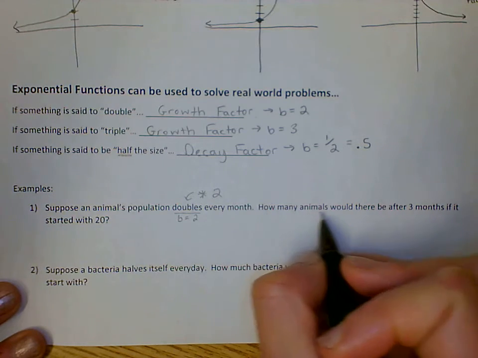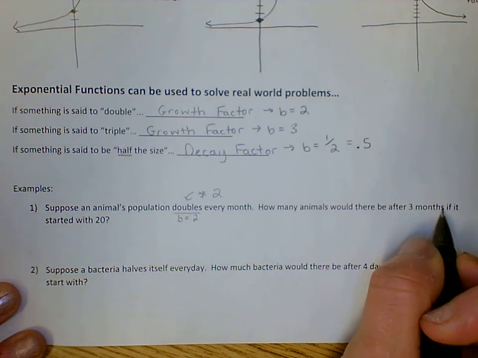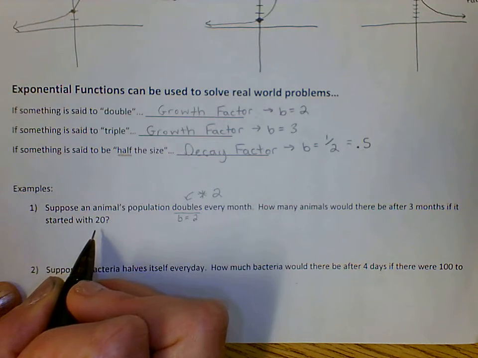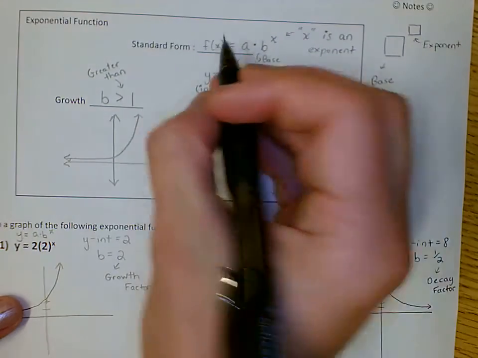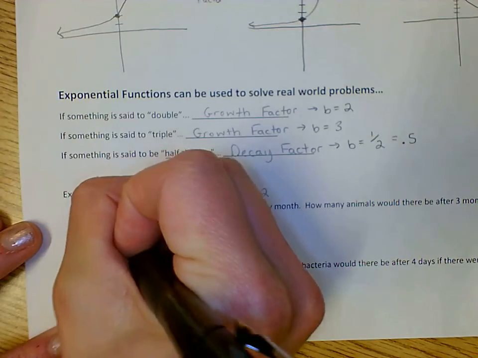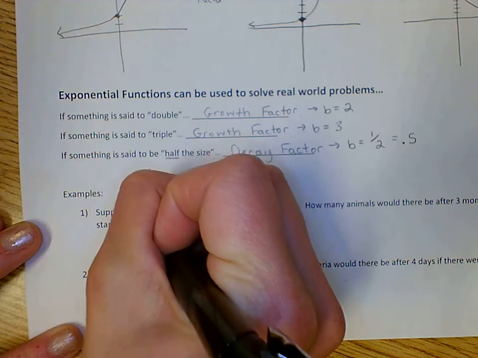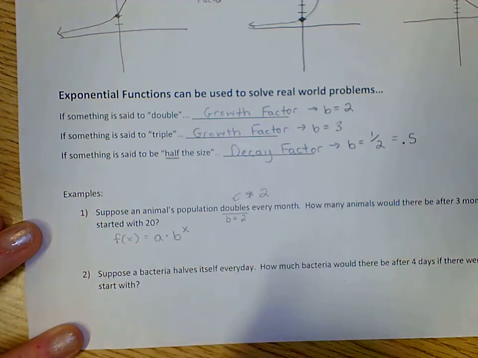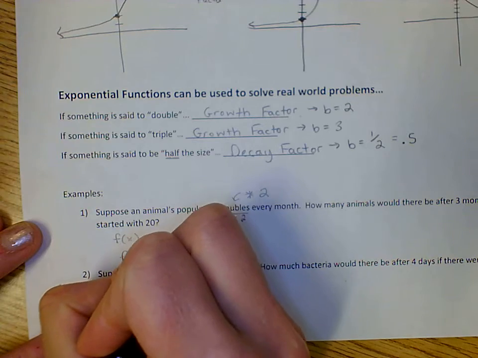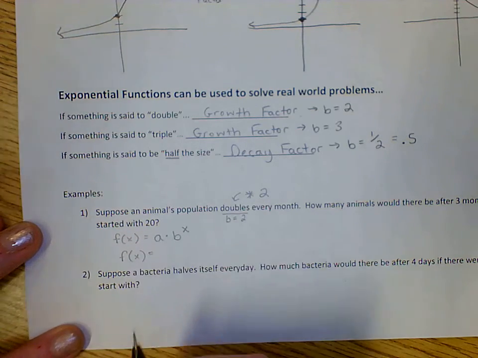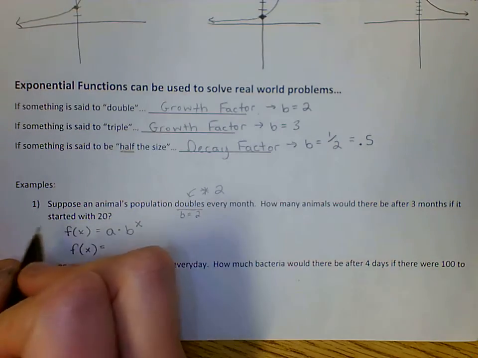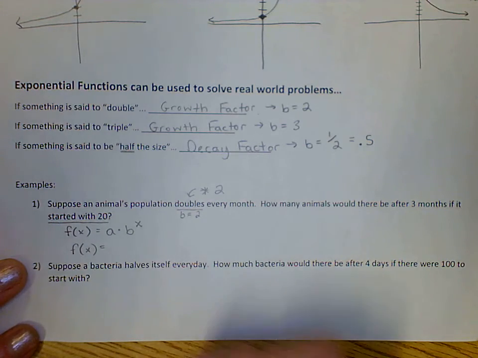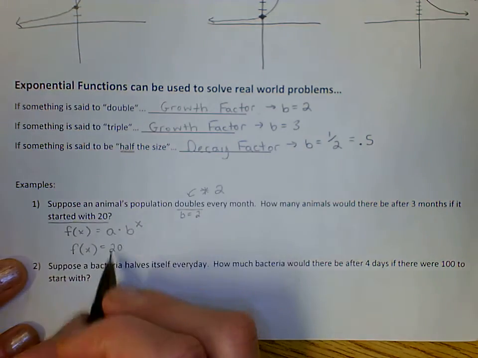It says, how many animals would there be after 3 months if it started with 20? So if they asked you to write the equation, you could very easily write it down. I'm going to copy this equation that we talked about earlier. We've got f of x, or you could write it as y, equals a times b to the x. To write my equation, a, remember, in the word problem world, is what you start with. So it says it started with 20 animals. So that's going to be your a.